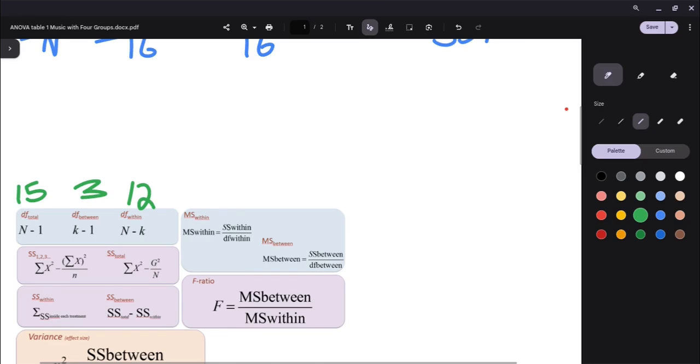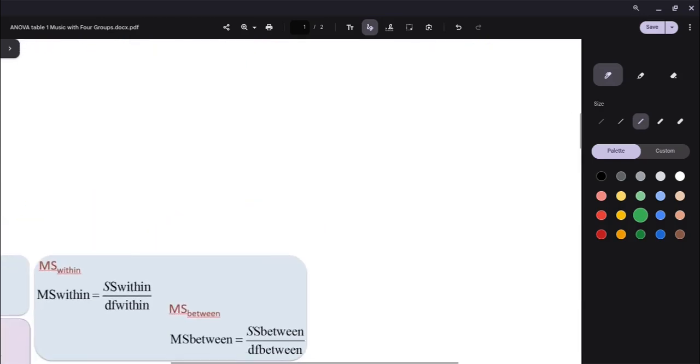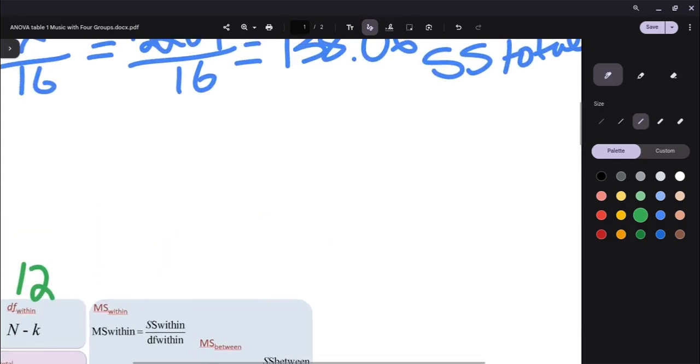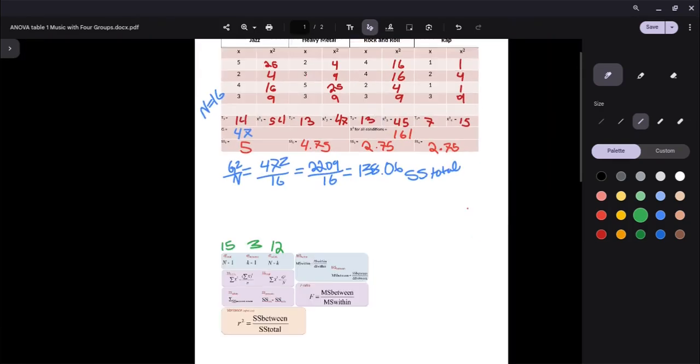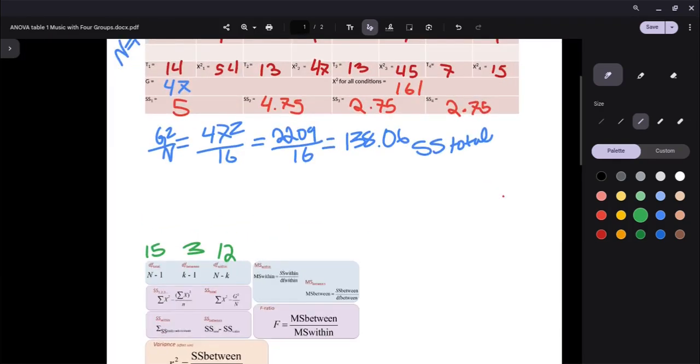Now with all of our data that we just got, we have our SS total and our SS within. We just need to find now our F ratio, which to do that we need our MS within and our MS between. So MS between is going to be our SS between, which we already found earlier. We didn't, do we? Okay.